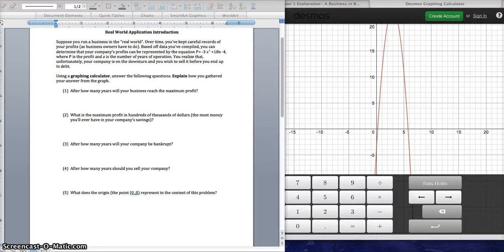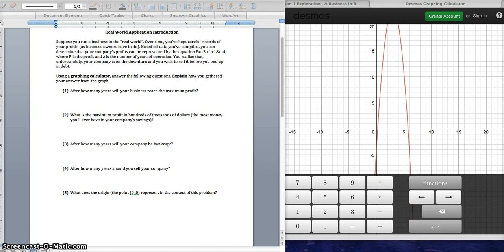Hi everyone. By now you should have completed the exploration activity that had you look at a business in bankruptcy, which should have followed the model of a quadratic function. So I just wanted to take a minute to talk about one really key point from that assignment and connect it to what we're learning about today, which is solving quadratics by graphing.